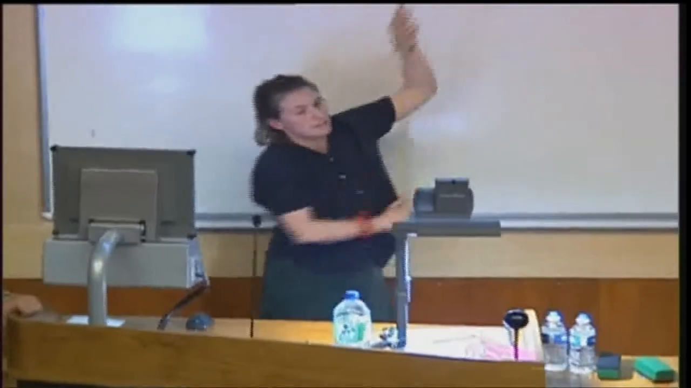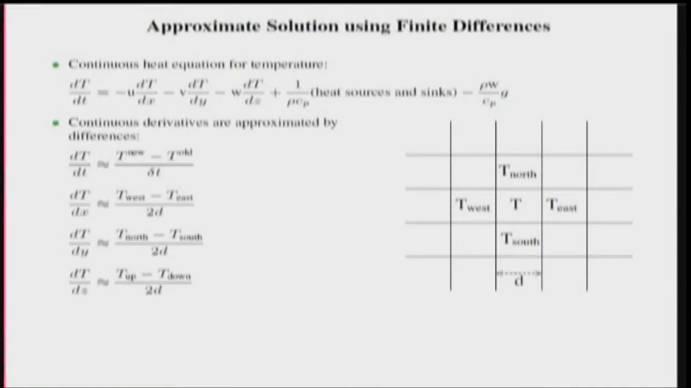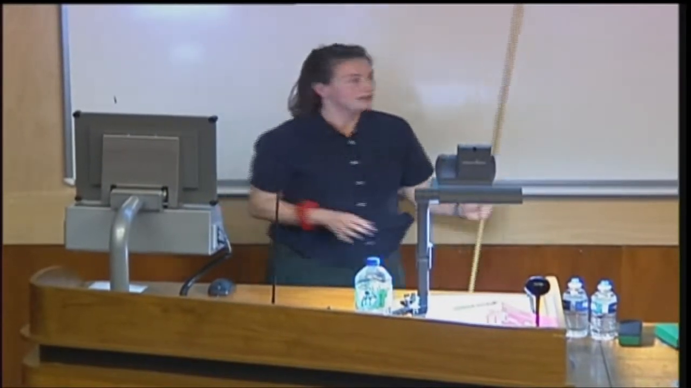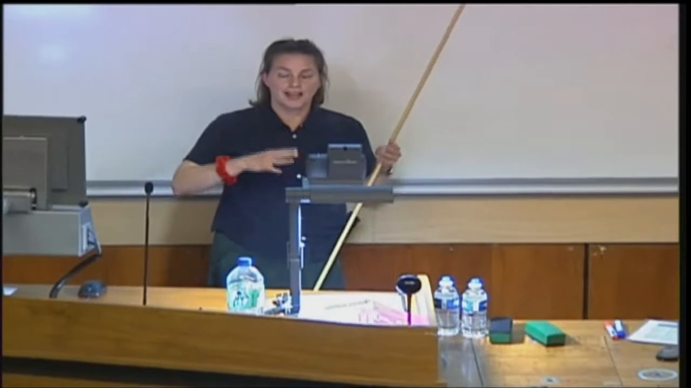Now that I've got approximations for all these, I'm going to substitute them into that equation and rearrange it. And lo and behold, I can rearrange it to find out what T new is, which is what I want to calculate: the new temperature where I am as a function of everything at the previous time step. So there it is. I've got temperature at the new time step as a function of all the other things at the old time step. This is the equation that, in groups, you are going to solve. When it comes to the calculations, I'm going to explain it in more detail.